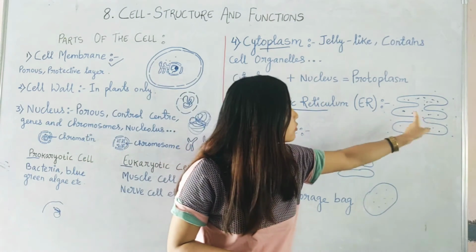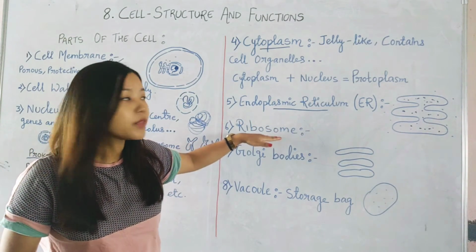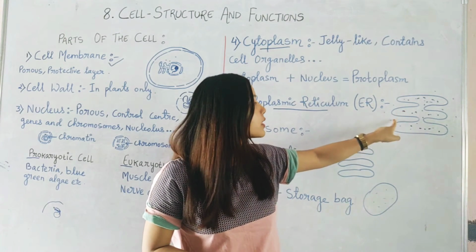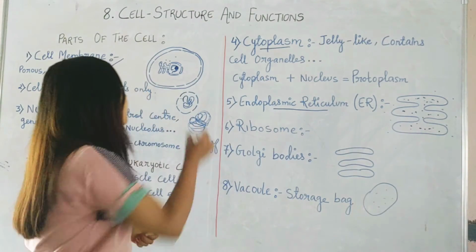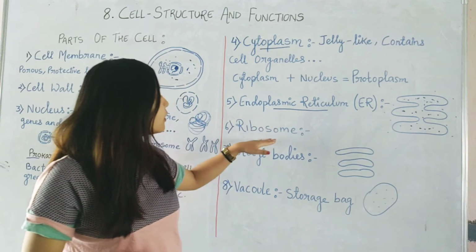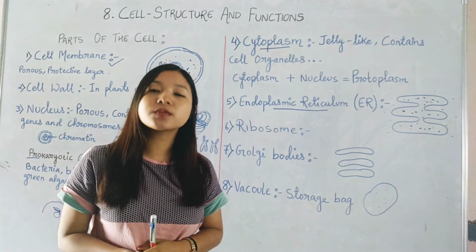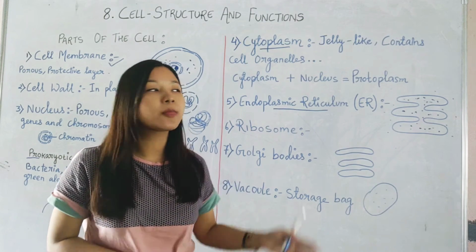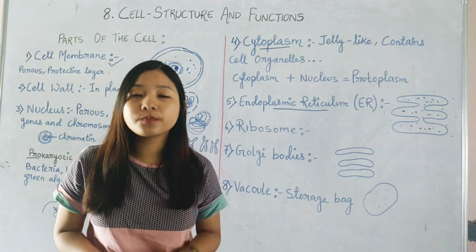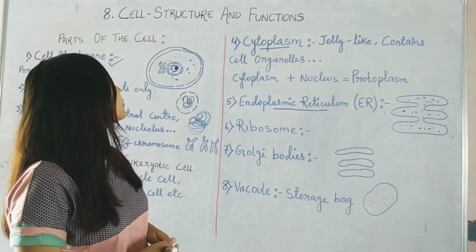Then these dot-like structures are nothing but another cell organelle called ribosome. So ribosome can be attached on the endoplasmic reticulum, or it may be present freely in the cytoplasm itself. Both the endoplasmic reticulum and ribosome have functions related to protein synthesis. Endoplasmic reticulum has some more functions also, but both of them are responsible for the synthesis of proteins present in our body and required by our body.